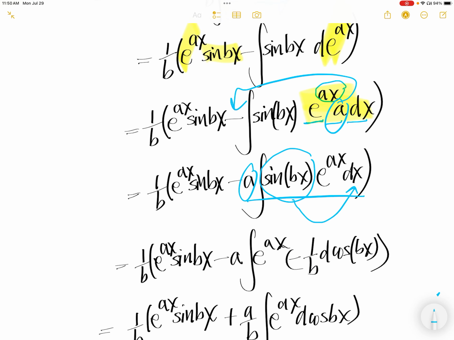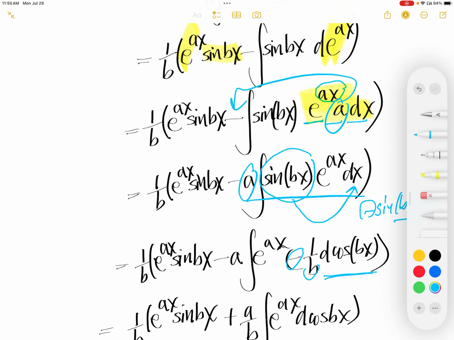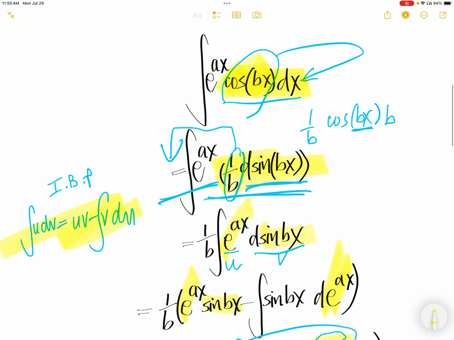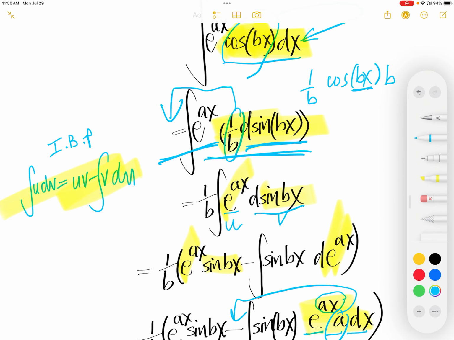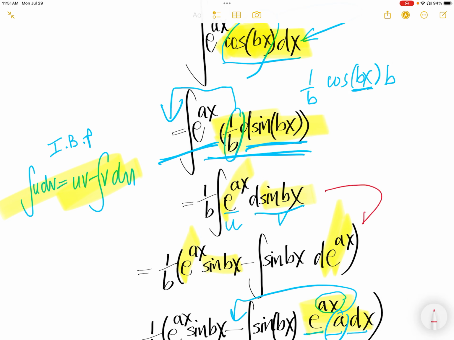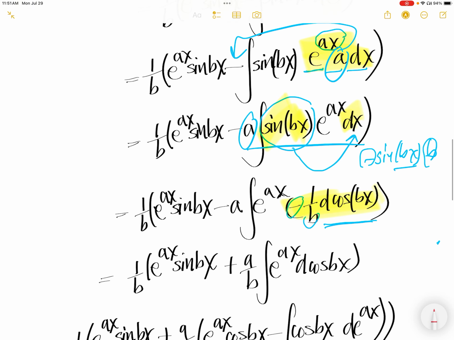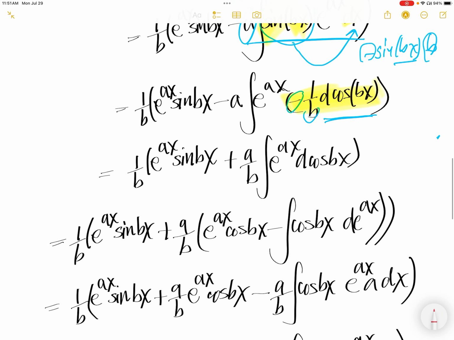But now that is the original cos, negative sine bx. The derivative of this is b, so there's no negative, so you need a negative, and there's no b, so you have to divide by b. In the first IBP, we push the cos. Now, the second IBP, we push the sine. And this is the same thing as that. Let's put a note here. Here to here is our first IBP. Over here, later you see, is our second IBP.